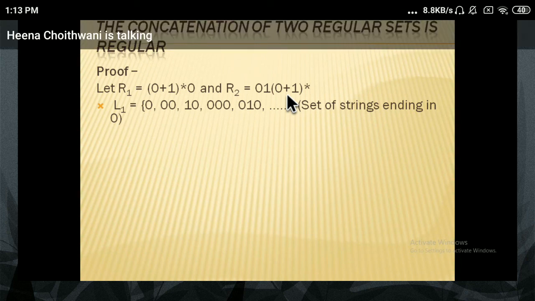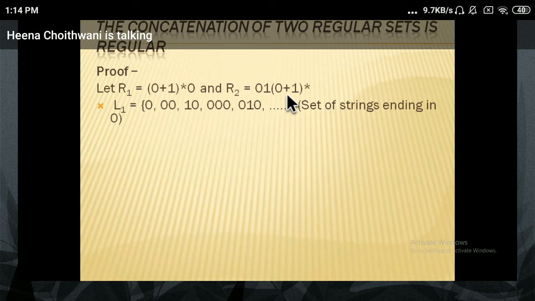R2 is 0 1 is fixed and you have to take the concatenation with union of 0 1 star, right? So 0 1 is fixed. If you take the star element also, first you will get epsilon. Epsilon into 0 1 will become 0 1, right? Now let's take the star of 0. That will give you all the strings of 0, right? 0, double 0, triple 0, and so on. If you concatenate it with 0 1, it will give you 0 1 0. Is it? Then we have 0 1 double 0.